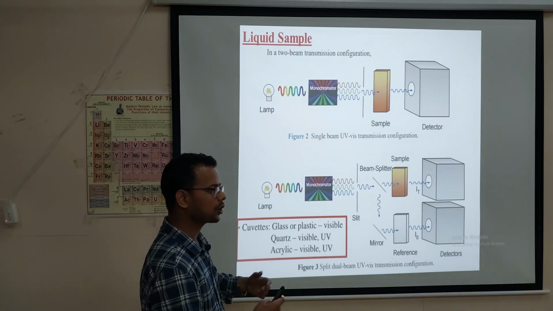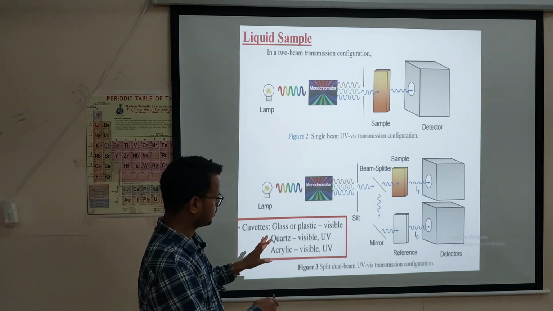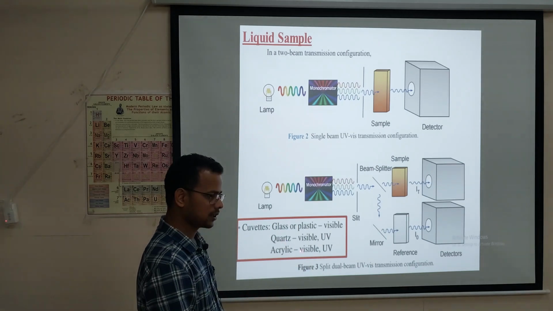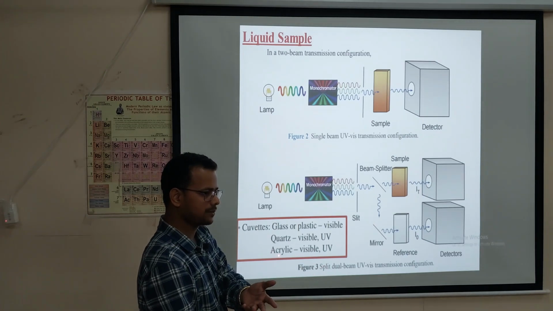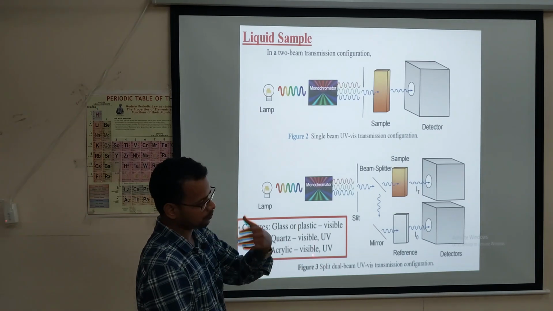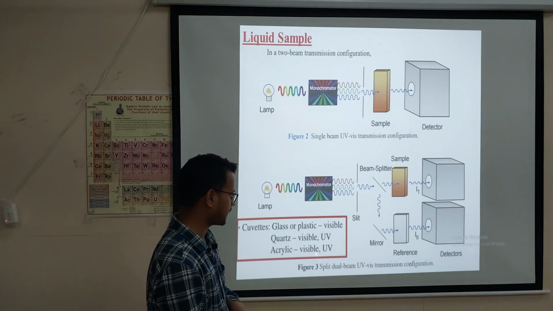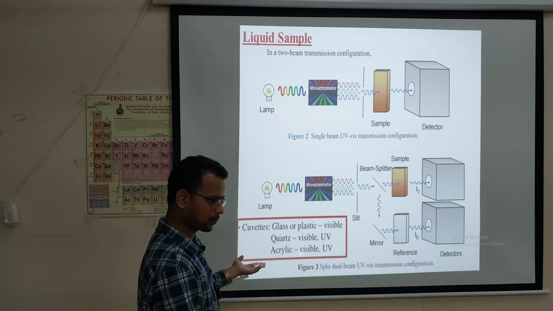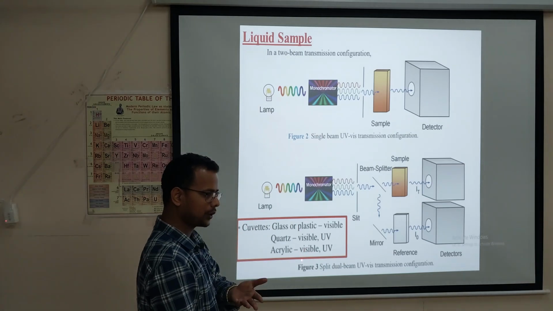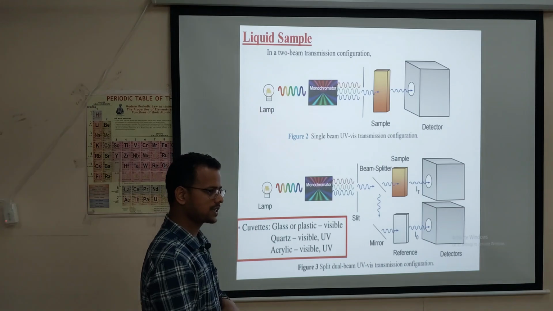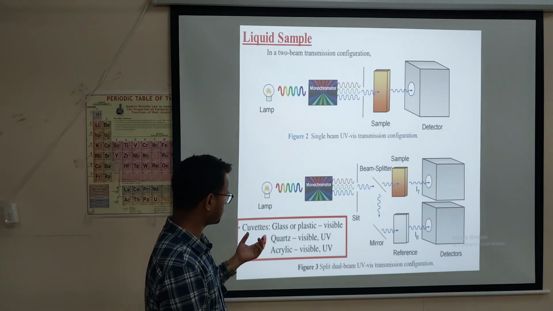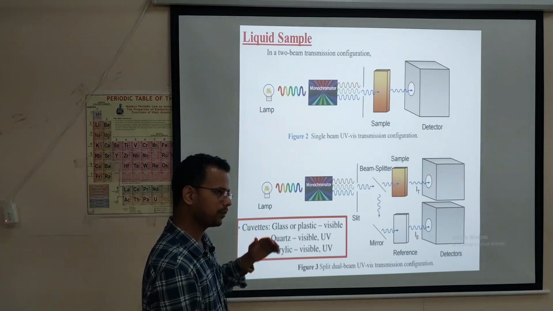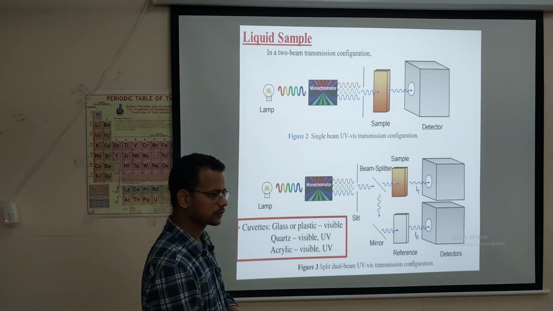If we study only visible light, a visible type of sample, it may be quartz. We have the quartz cuvette. It is very costly. It can be used for both visible as well as UV type of material. Acrylic type of cuvette is also used for the same purpose as quartz cuvette, but here we have only the quartz cuvette, which can be used for both visible as well as UV type of material in both light sources. Clear? Or have any doubt?